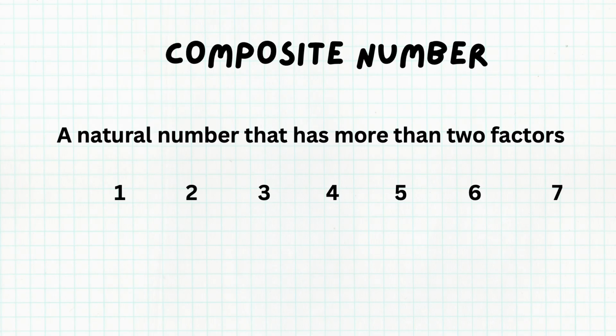And what is a composite number then? A composite number is a natural number that has more than two factors. In other words, you can divide it by 1, itself, and at least one more number. So let's look at the example. We saw that 2 can be divided by 1 and itself, 2. So this is a prime number, so we cannot say 2 is a composite. And what about 3? 1 and itself, 3. So this is not a composite either.